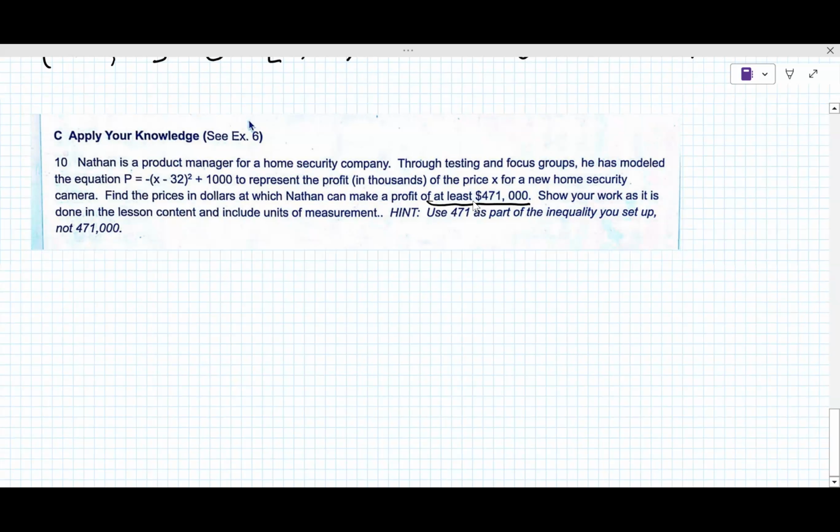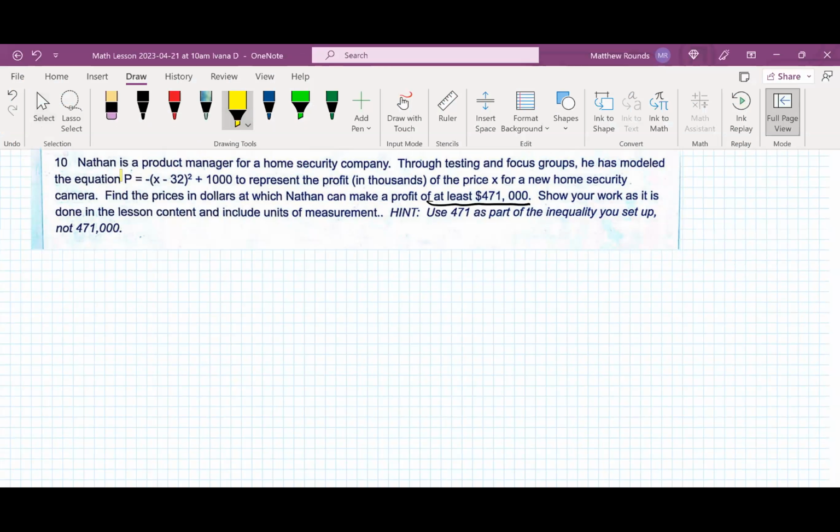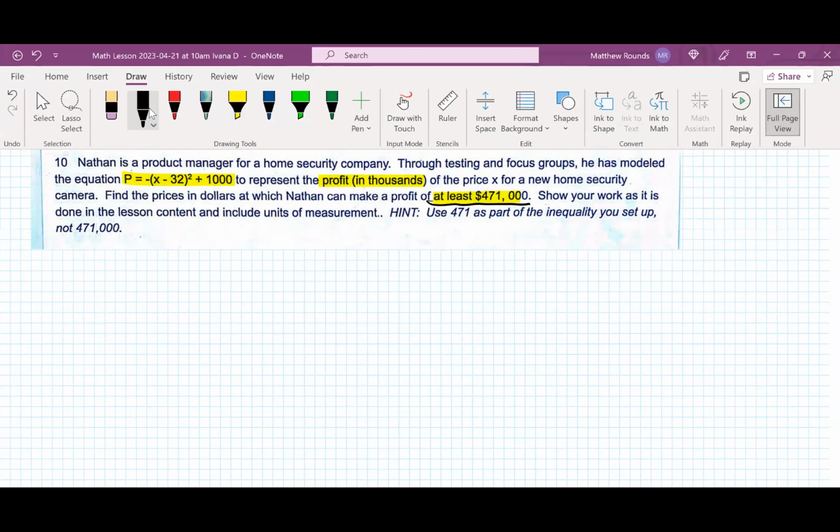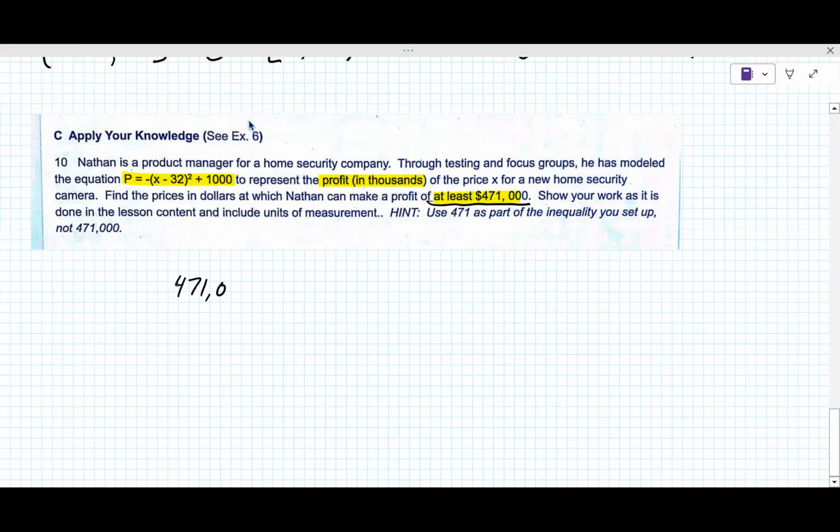Okay, so a couple things here. One is you have to extract the important information. The important information is the equation, this at least 471,000, and the fact that the profit is in thousands. So what that means is 471,000 is really 471. You sometimes see this, especially when people talk about home prices, they don't necessarily want to give the full number.